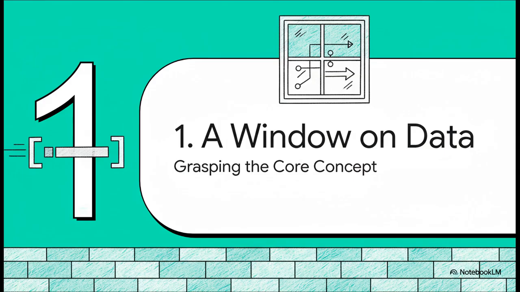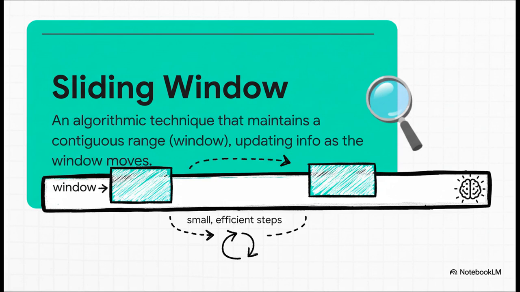In this first part, we're going to nail down exactly what we mean when we say a window on our data. Okay, here's the more formal computer science definition. It's basically an approach where you look at a specific continuous chunk of an array or a string. That's our window. And here's the key part. Instead of recalculating everything from zero each time you move, you just incrementally update the information. It's all about being efficient.